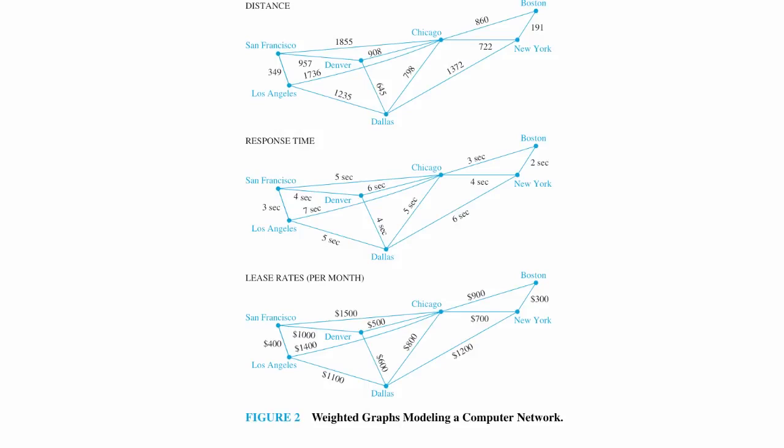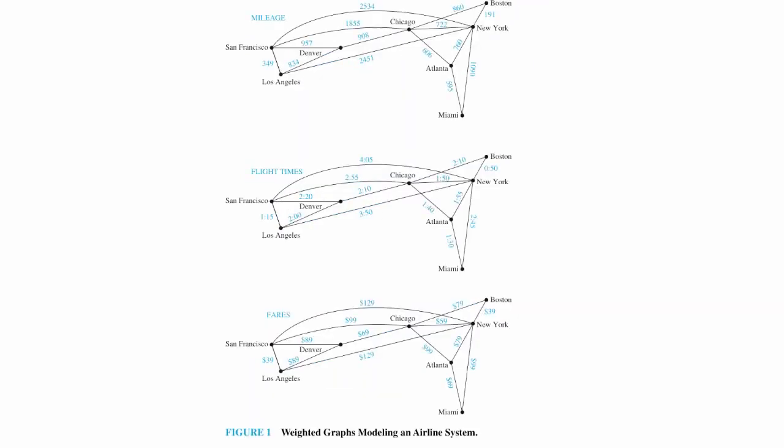Weighted graphs are used to model computer networks. Communication costs, the response time of the computer over these lines, or the distance between computers can all be studied using weighted graphs. Figure 2 displays weighted graphs that represent three ways to assign weights to the edges of a graph of a computer network, corresponding to distance, response time, and cost. Several types of problems involving weighted graphs arise frequently.